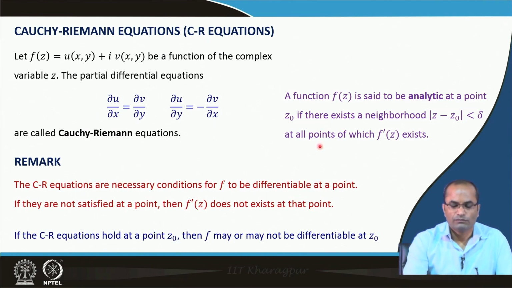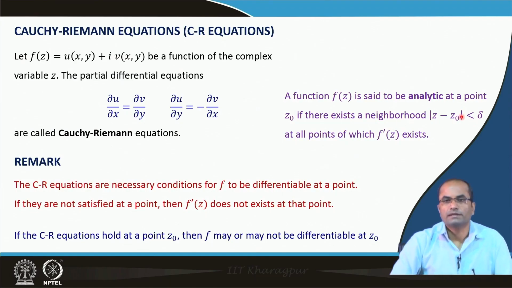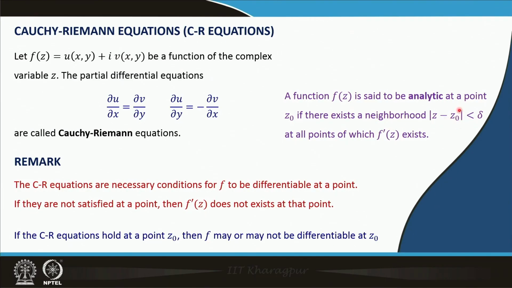Just to recall again the definition of an analytic function. A function f(z) is said to be analytic at a point z_0 if there exists a neighborhood, a delta neighborhood |z - z_0| < delta, around this z_0, at all points of which f'(z) exists. So, for analyticity, the function need not be just differentiable at the point z_0, but it has to be also differentiable in the neighborhood of z_0. This is the difference between analyticity and differentiability.